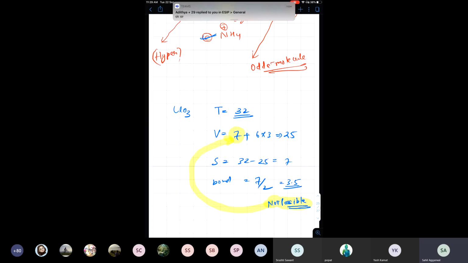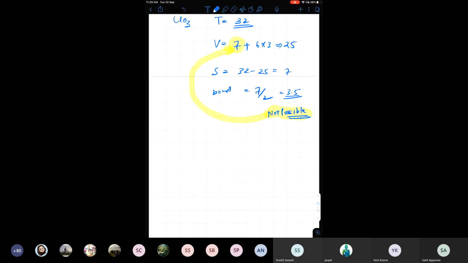Now you can try those also. Aditya, IF7. Fluorine will have one bond because its valency is 1. So there should be 7 bonds, matlab there should be 14 electrons shared. But according to Lewis octet theory, there can only be 8 electrons shared. Hence it is hypervalent, ज़्यादा है. Understood.